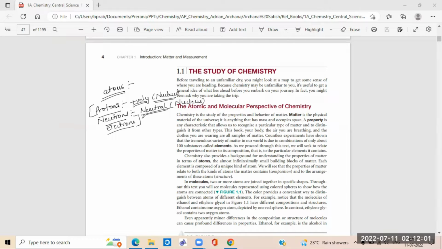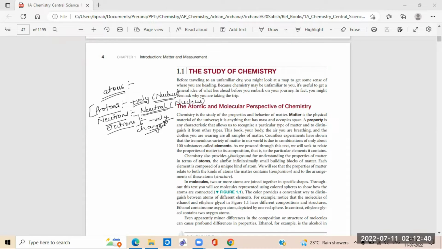Then comes the most important part, the electrons. Can you tell me something about electrons? They have a negative charge and circulate the atom in certain shells. Yes, exactly. Electrons are the most important particles of atoms. They are not present in the nucleus. They surround the nucleus in different shells, they are negatively charged, and they are always revolving around the nucleus. So this is basically the very small information about atoms.